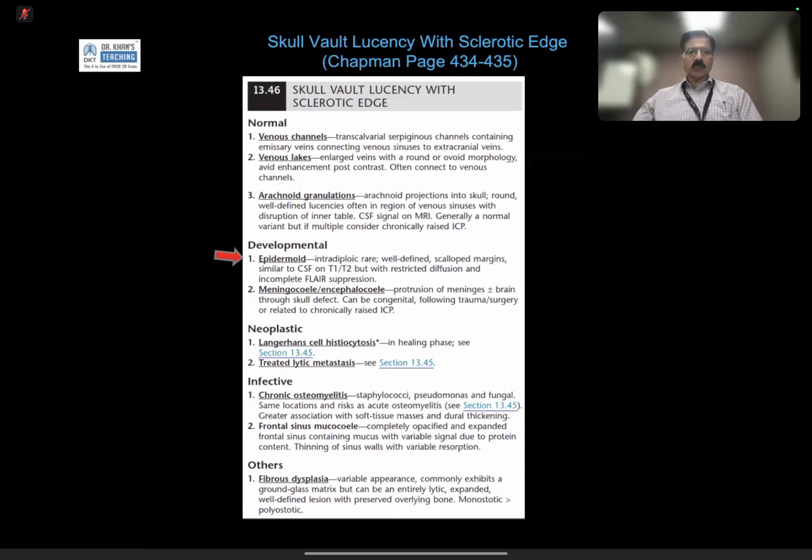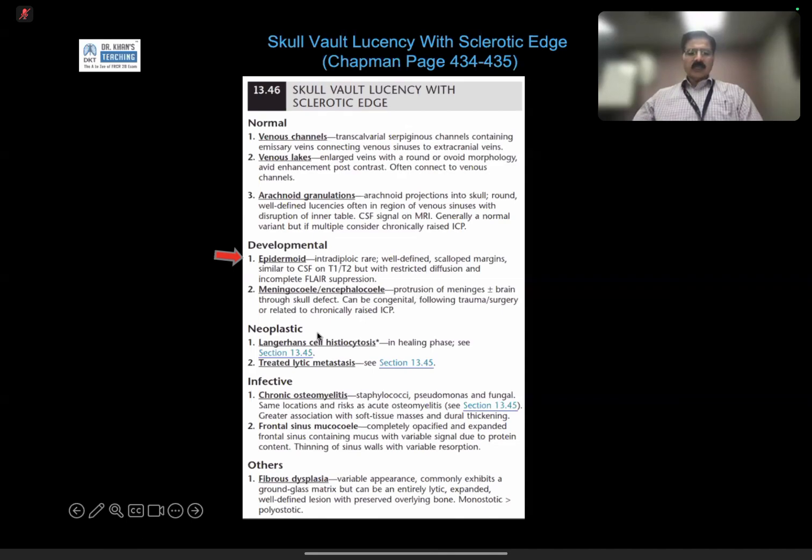it is post treatment. So for example, if you see the differential diagnosis, skull wall lucency with sclerotic edge, these ones are normal variants, and our case was not at all in this territory: venous channel, venous lakes, arachnoid granulation, developmental. Epidermoids, intradiploic, rare, well-defined scalloped margins similar to CSF on T1, T2, but restricted diffusion and incomplete suppression of FLAIR. So MR has got a bit of role there. And of course, meningocele, encephalocele, etc.